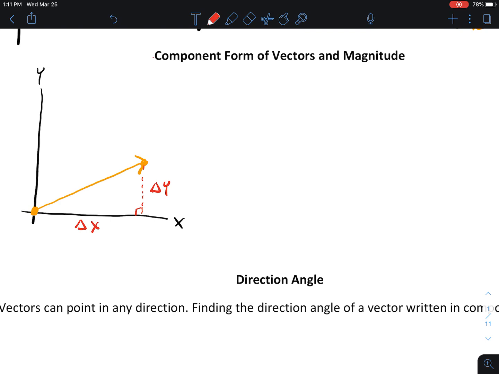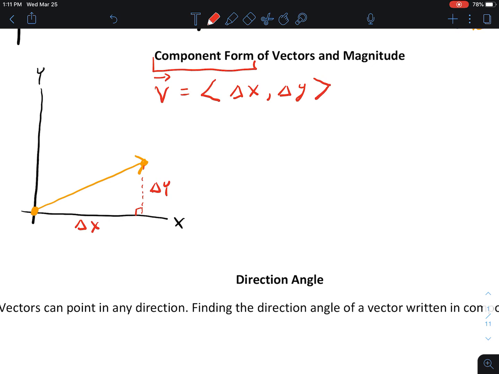Now, vectors in component form, so the component form of a vector, I'm going to call this vector v, is nothing more than writing the vector in terms of the change in x by the change in y. It almost looks like a coordinate, but it's not representing a coordinate. It's representing change along the horizontal and change vertically.